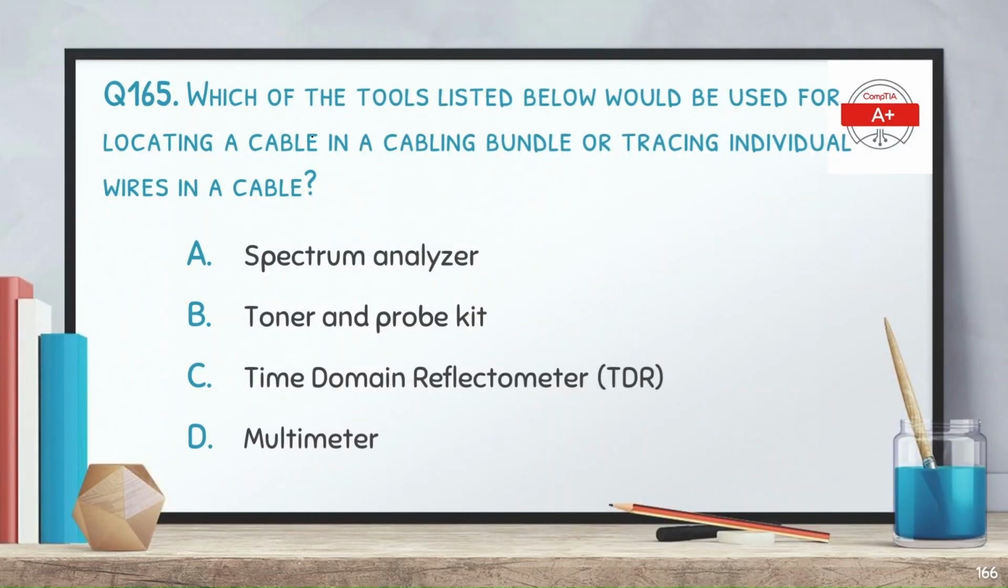Question number 165 is that which of the tools listed below would be used for locating a cable in a cabling bundle or tracing individual wires in a cable?